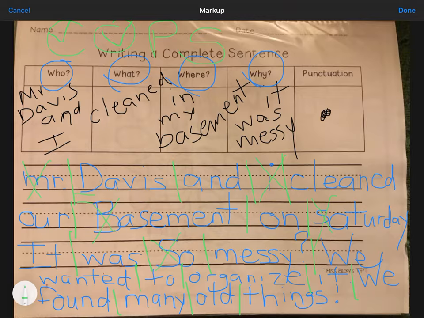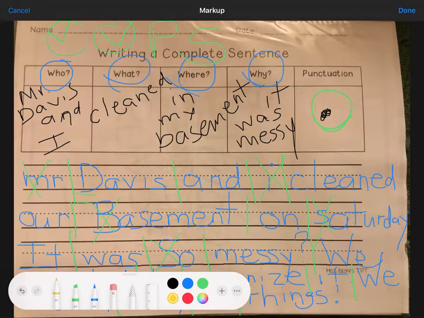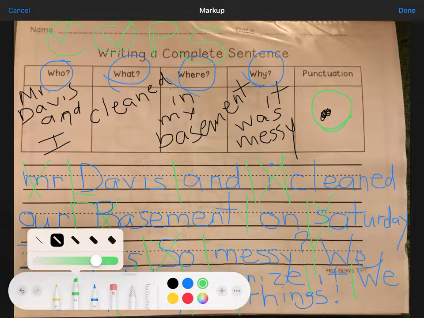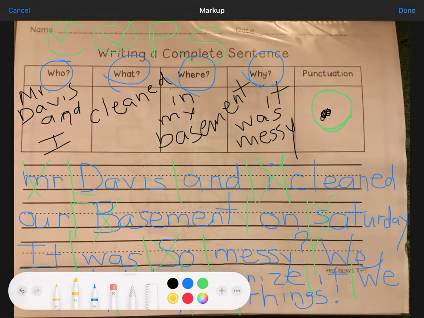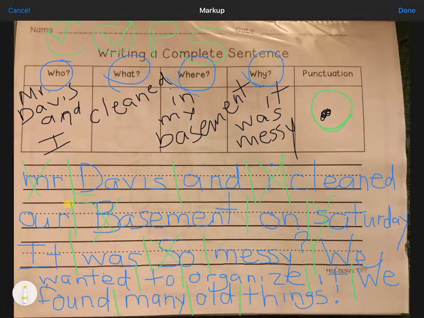That P for punctuation, I said I was going to use periods. Let's see if I did that. I'm going to change to that. See if I can get this to work. All right. Mr. Davis and I cleaned our basement on Saturday. Well, I kind of ran out of room over there, but I don't see any punctuation. I do need punctuation. And I do need that period, definitely. So I would have to fix that.